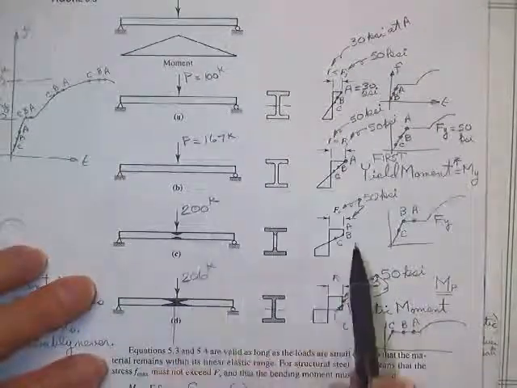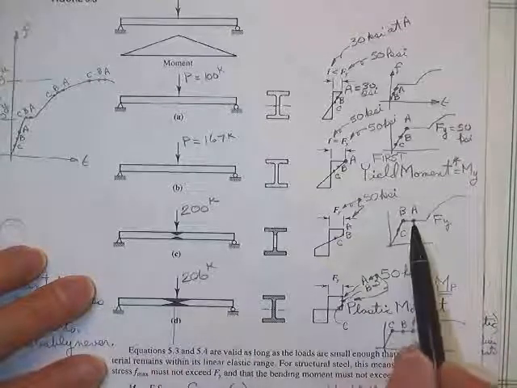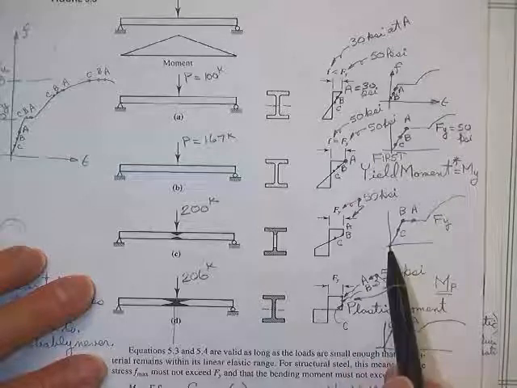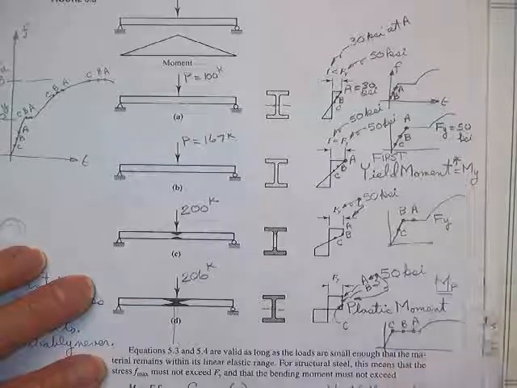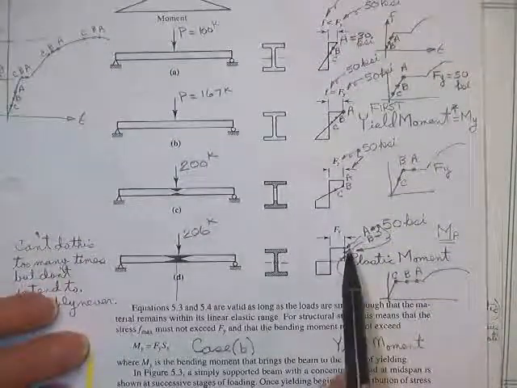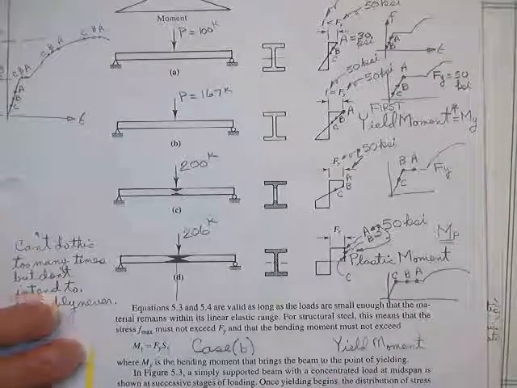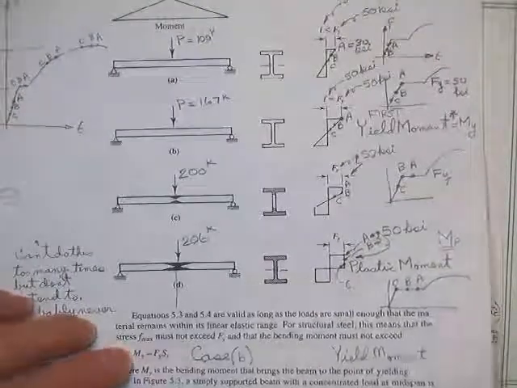Put some more load on here. Now then, fiber A has reached yield. Fiber B has also reached yield. Fiber C is trying to escape. He sees it coming, but he can't get away. Finally, A, B, and C are all on this flat part. And I have everybody at F sub Y, full plastic moment.